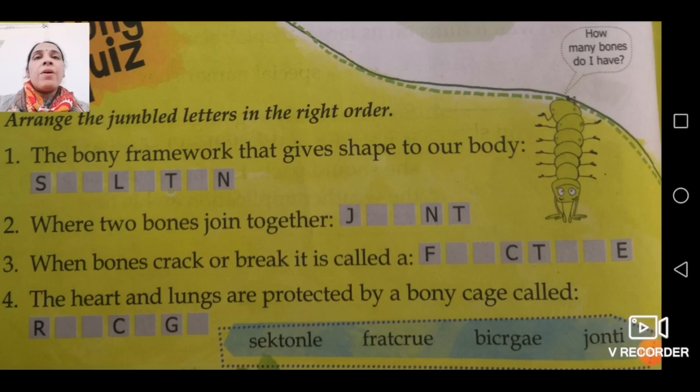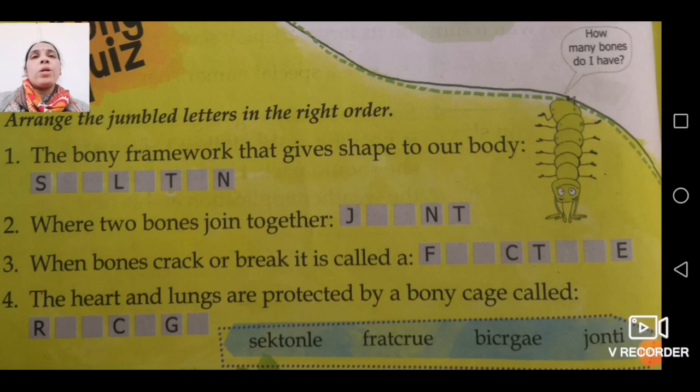Number 3: when bones crack or break, it is called a fracture. Fracture. When bones crack or break, it is called a fracture.